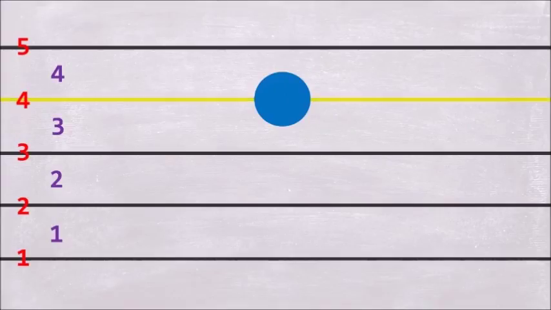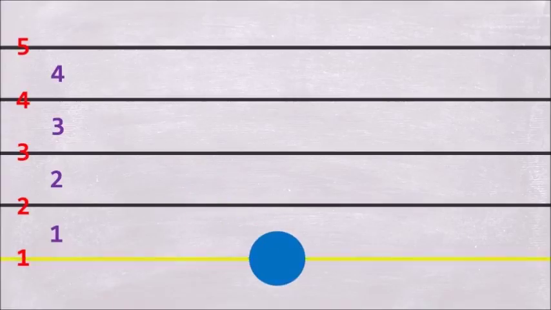Here's another note. Where is this note? On a line, and specifically line number 4. How about this one? In a space, space number 2. How about this note? Right, that's in space number 4. Here's a note. Line number 1. Here's another note. Space number 3.